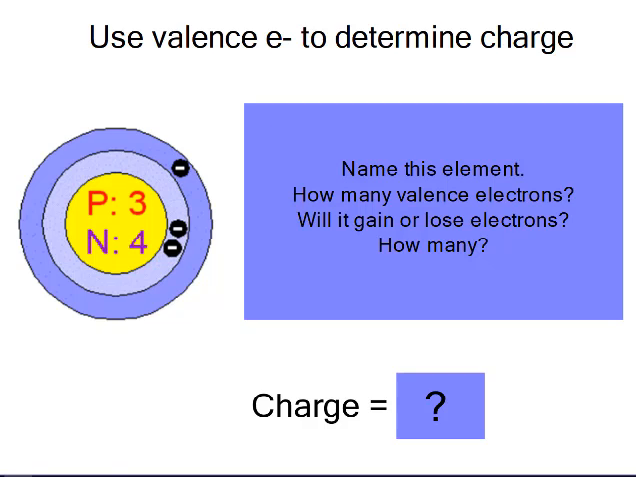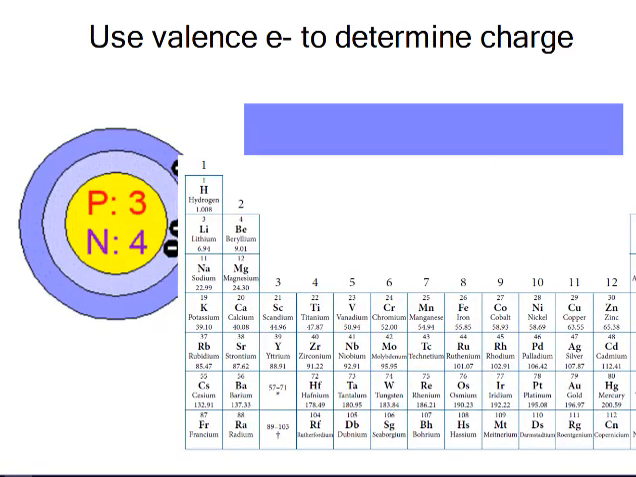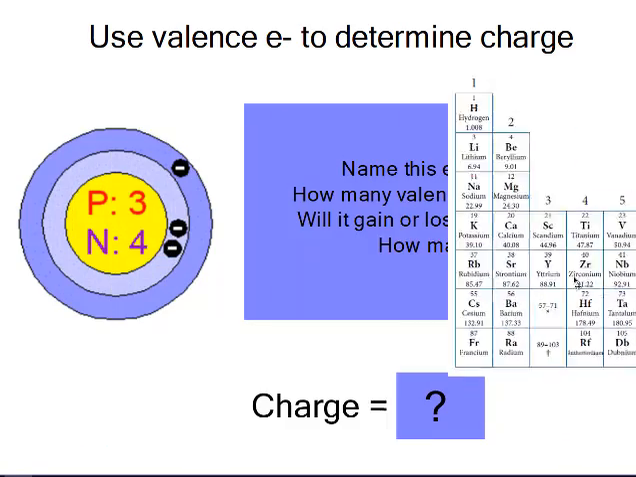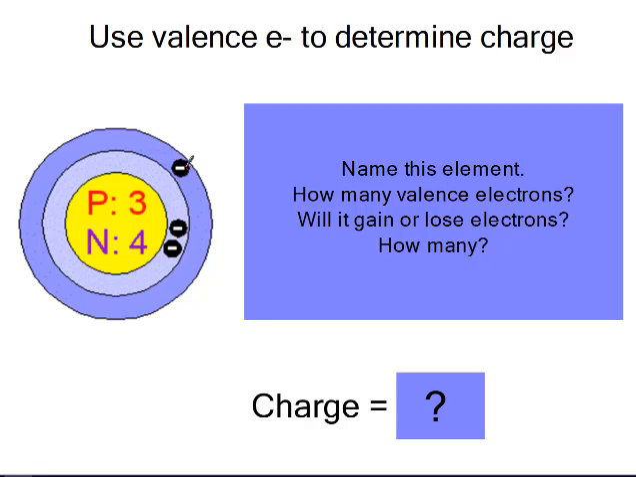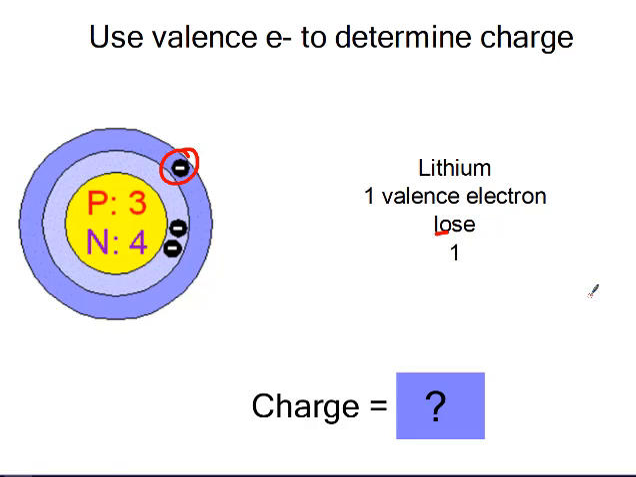Go ahead and pause the video, figure out those same questions, but for this Bohr diagram. Looking at the periodic table, it had 3 protons, which corresponds to lithium. You can clearly see there's 1 valence electron. So it should be losing electrons, and it needs to lose 1 to have a full outer shell. So since it's losing, it's going to be a positive, and it lost 1, so positive 1.